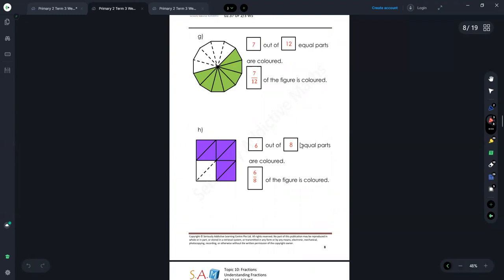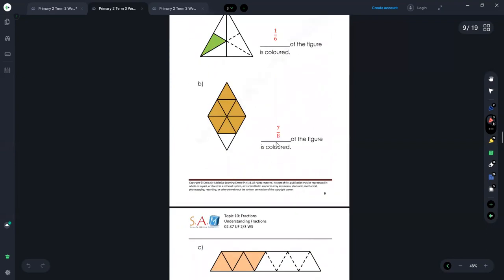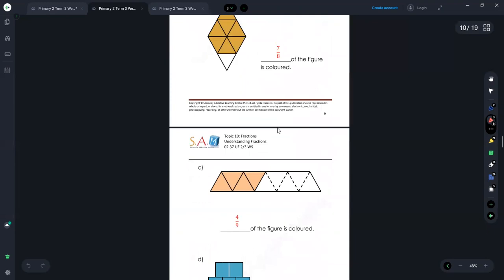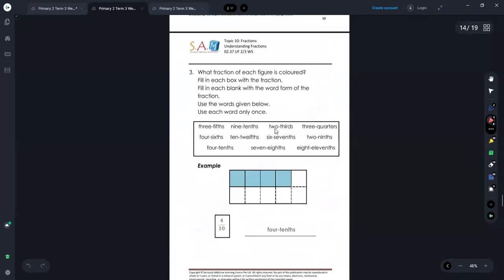So the 6 out of 8, also known as 6/8. For this one, some of them may get it wrong. They may just count the numbers that are shaded, 1, 2, 3, 4, 5, 6, 7, and just say 7 of the figure is colored. So they have the fraction written wrongly. So just go through this with them.